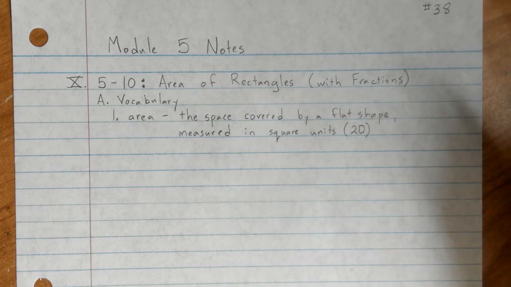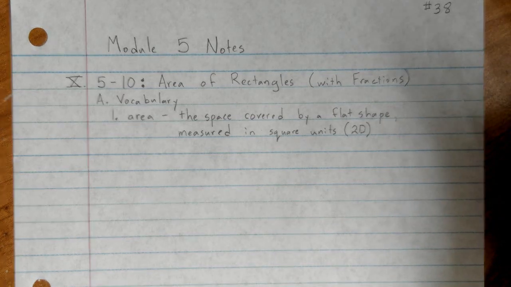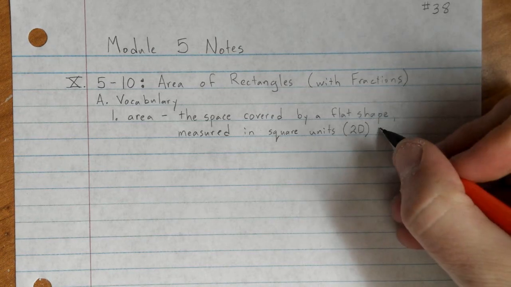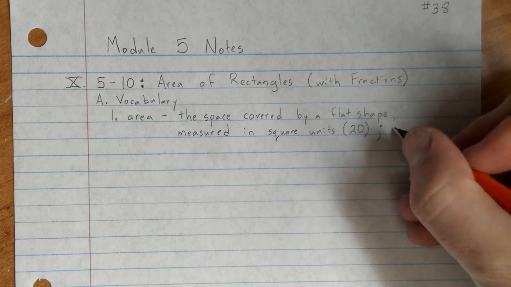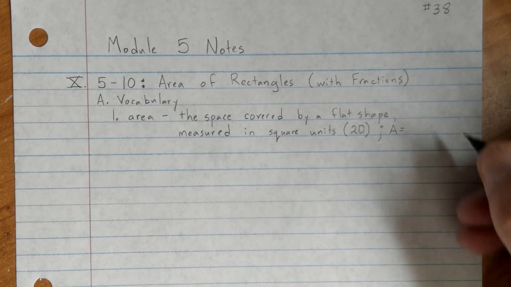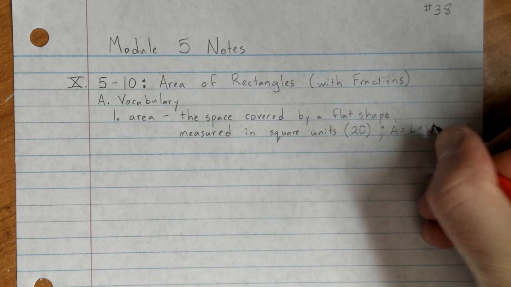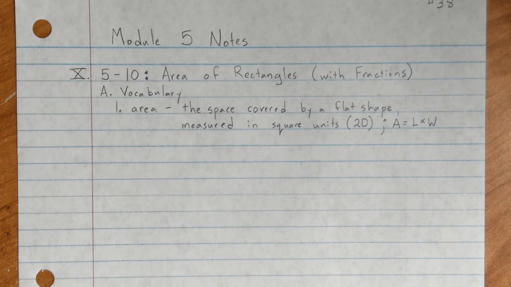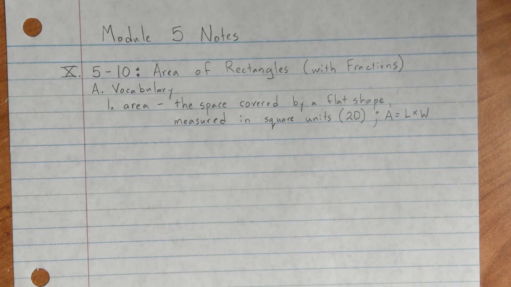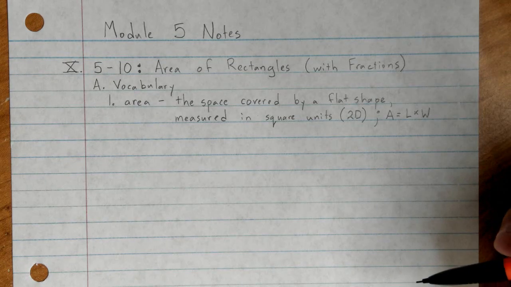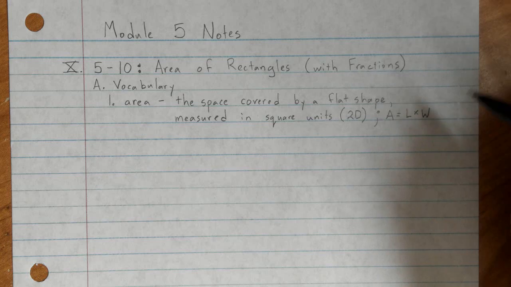Area is 2D. It's two-dimensional. It's flat. It deals with length, and it deals with width. Okay. Speaking of which, let's go ahead and put our formula here. We remember that area equals length times width. Now, we're going to talk a little bit more today, again, about why that works, why that formula is so helpful. We're going to draw some pictures, though, before we get straight to the formula.